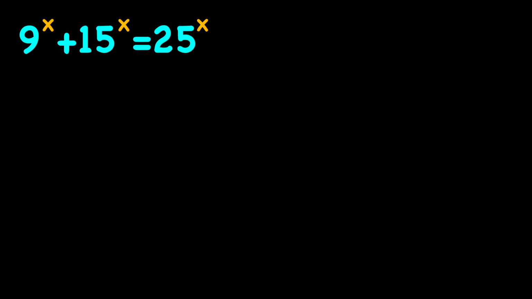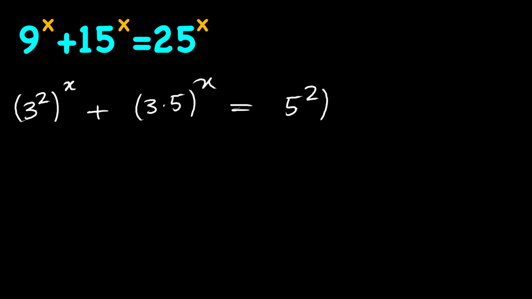So the very first thing that I'm going to do here is to factor each of the terms in our equation. We have 9, 15, and 25. It is obvious that I can easily replace 9 with 3 squared. So we're going to have 3 squared to the power of x. And we can replace 15 with 3 times 5. And 25 is 5 times 5, or 5 squared.